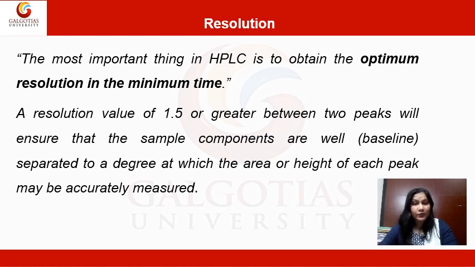The value should be 1.5 or greater than 1.5 between two peaks. This value will ensure that the sample components are well separated to a degree at which the area or height of each peak may be accurately measured.